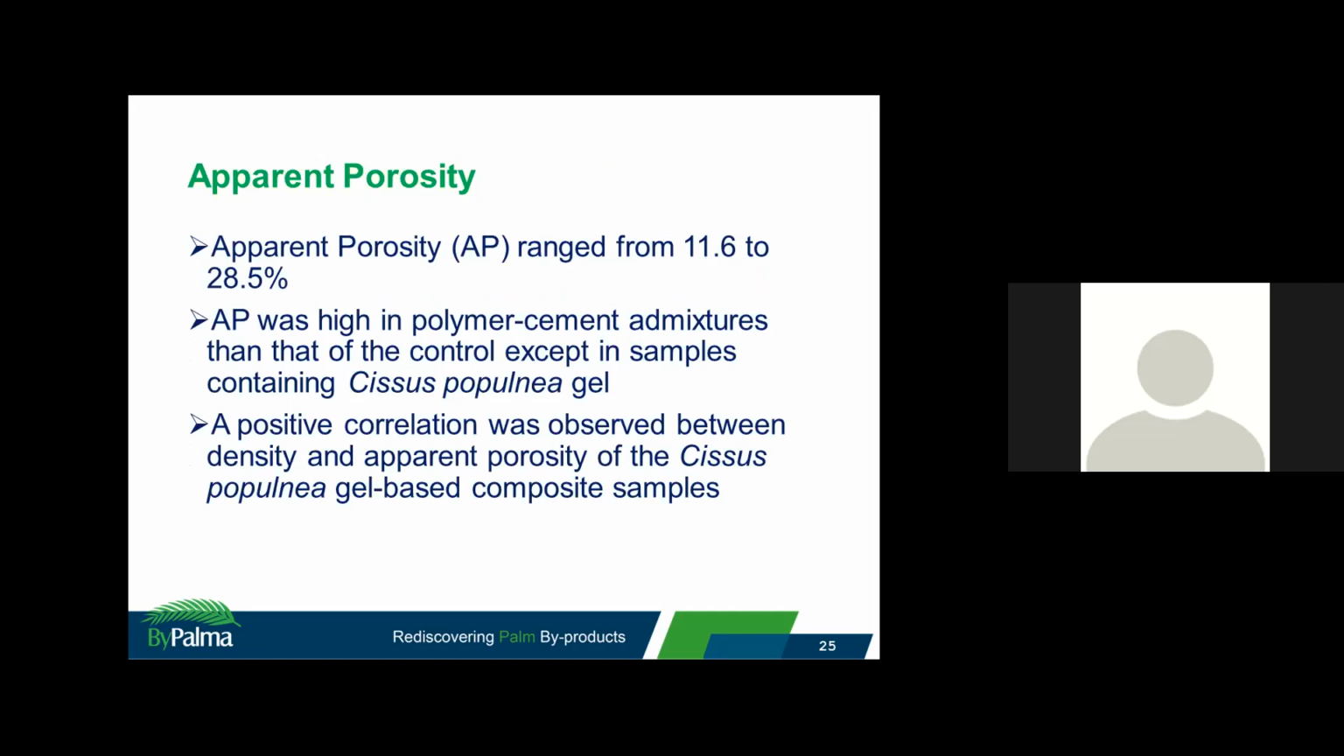Now, we also looked at how porous the materials were. We found out again that for the Polymer-cement admixtures, the apparent porosity was higher. That was expected because they have lower density. Adding the polymers to them reduces the density. And once you have a lower density, of course, it means that the material is more porous.